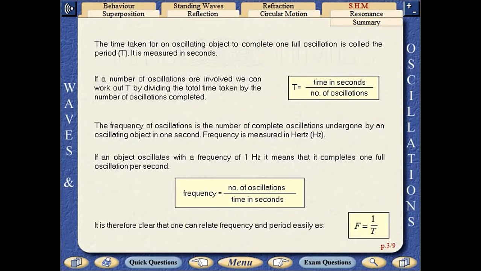The time taken for an oscillating object to complete one full oscillation is called the period. It is measured in seconds. If a number of oscillations are involved, we can work out T by dividing the total time taken by the number of oscillations completed. The frequency of oscillations is the number of complete oscillations undergone by an oscillating object in 1 second. Frequency is measured in hertz. If an object oscillates with a frequency of 1 Hz, it means that it completes one full oscillation per second. It is therefore clear that one can relate frequency and period easily as f equals 1 over T.